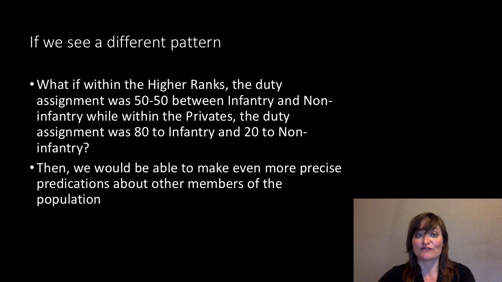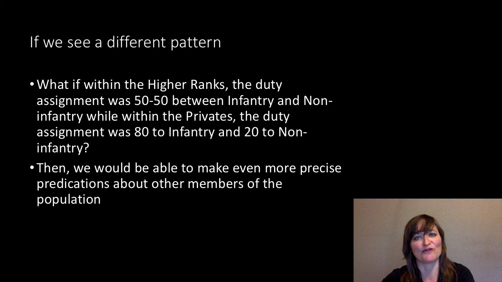Knowing where you are in one variable doesn't give me any more information about where you are in another variable. But if we see a different pattern, so what if within the higher ranks, the duty assignment was 50-50 between infantry and non-infantry, while within the privates, the duty assignment was 80-20, infantry to non-infantry? Then we'd be able to make even more precise predictions about other members of the population.